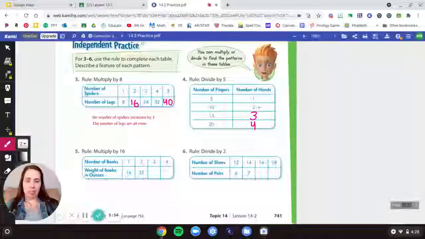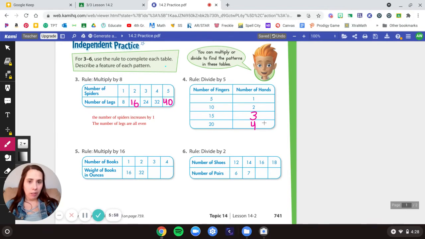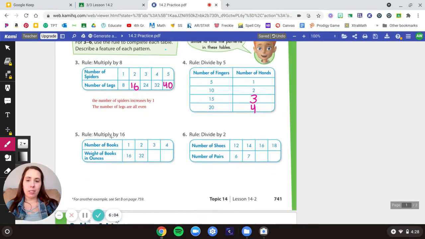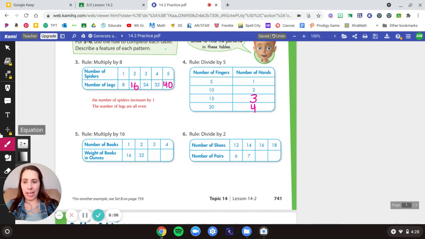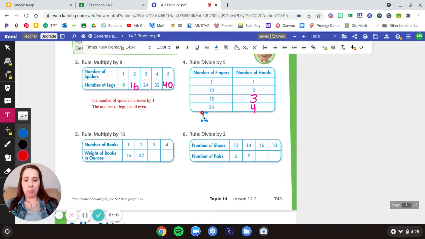Looking at our chart, I probably could have inferred that these would have been 3 and 4, but it's always great to make sure you finish out that rule, just to make sure. Then, a pattern, a feature of it, is the number of fingers are all multiples of 5. Something I noticed. You had to notice something else too.